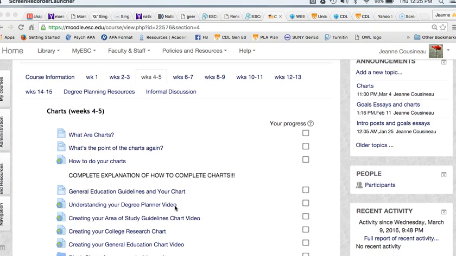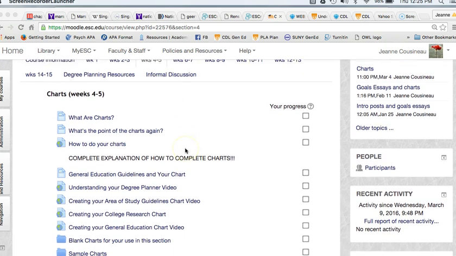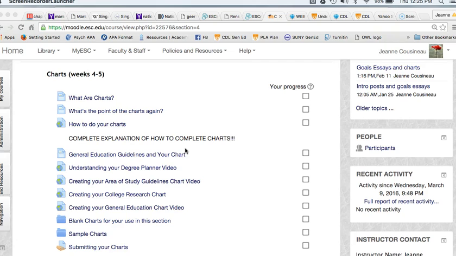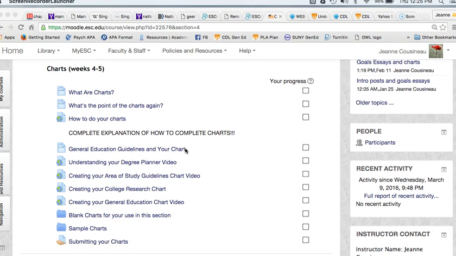So let's start out with weeks 4 to 5, the dreaded weeks in this class, and let me show you just how simple these can be and how little you need to stress about this. So I do have, what are the charts? What's the point of the charts again? How to do your charts. It's a complete explanation. This is my step-by-step. And then this is general education guidelines, so what you need to meet. But I'm telling you right now, you need to meet 7 out of the 10 areas.